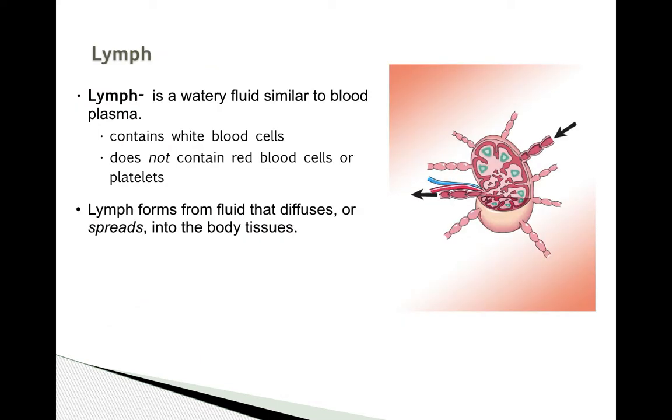All right, so lymph. What in the world is lymph? Its purpose is to fight infection. It's also known as interstitial fluid or intercellular fluid. So with that, it's telling us that it's inside your cells. It contains white blood cells, which we know fight infection. It does not contain red blood cells or platelets. The fluid nature of it is very similar to plasma, but it's not the same as plasma. Lymph forms from fluid that diffuses or spreads into body tissue. So it's constantly moving around the body in order to try and fight infection with the white blood cells that it contains.